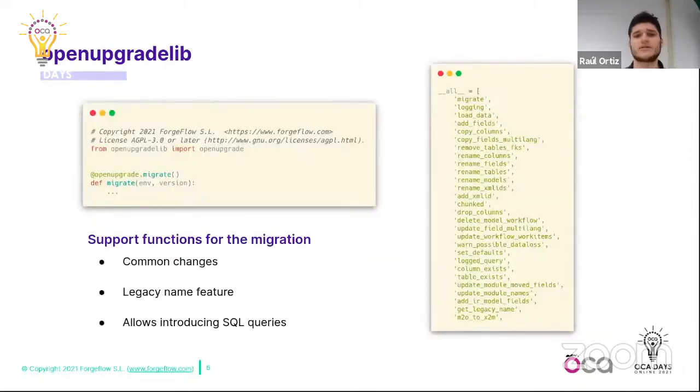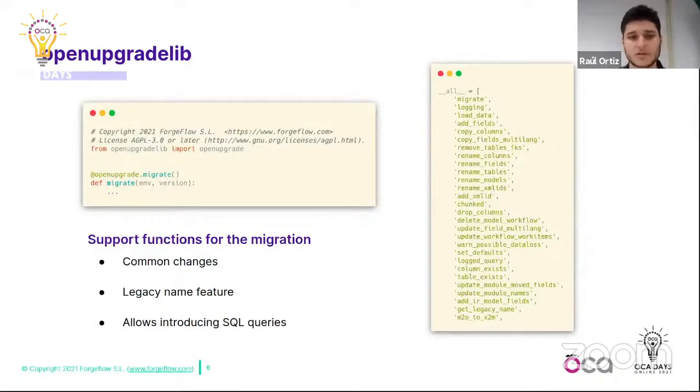So what is Open Upgrade Lib? Open Upgrade Lib is a library that gives us support functions for the migration. On the top left corner, you can see an example of the basic structure of a migration script. That is the script that will make the modifications to the data to make it compatible with the next version. And the first thing we do is import this Open Upgrade Lib. It will also give us this Open Upgrade migrate function, which is the one that triggers all the migration. When the migration is triggered, this will tell that here there's code to make the migration.